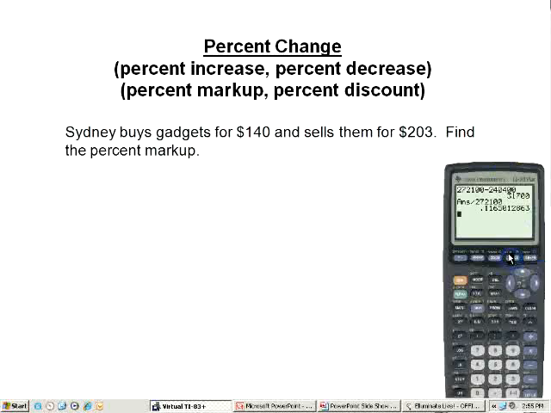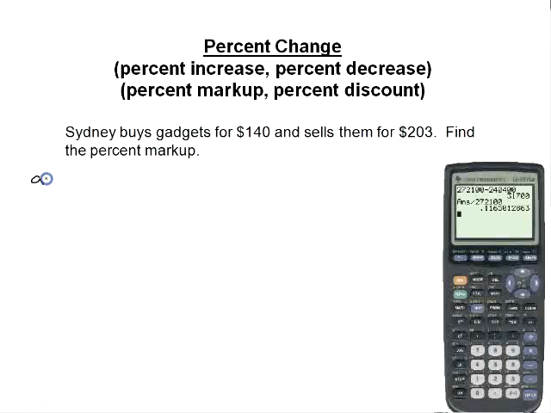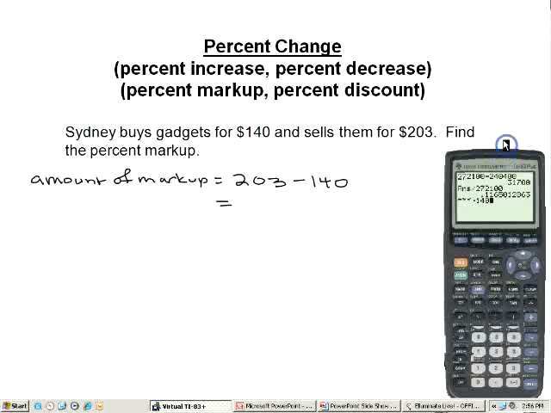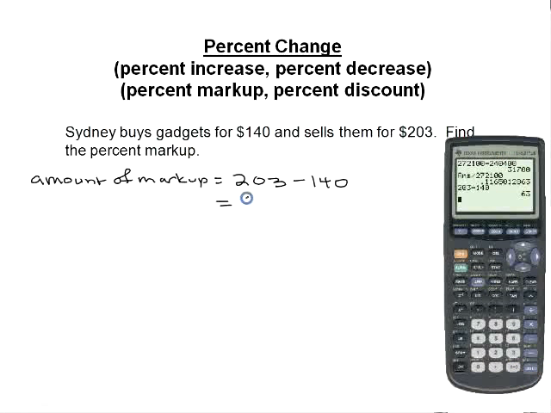Our next example is Sydney buys gadgets for $140 and sells them for $203. Find the percent markup. Percent markup is the same idea as percent increase. It's the amount of markup over the original. So first, let's find the amount of markup, which will be 203 minus 140. So 203 minus 140 is a $63 markup.